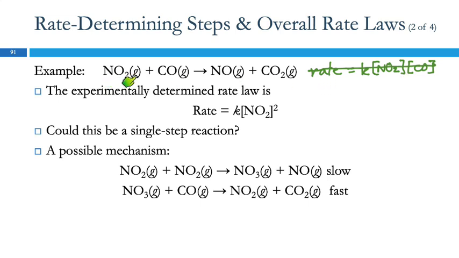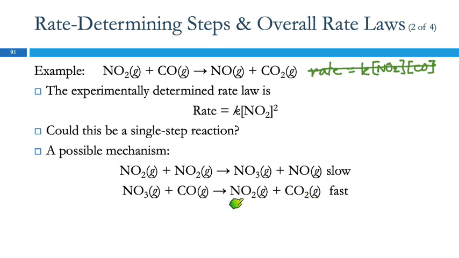Yeah, so an elementary step, a single-step reaction, would involve one molecule of this colliding with one molecule of that, and that will always give us something that looks like this. The reason that the experimentally determined rate law for this does not match this is that we've got something like this going on, where we actually have two NO2s bumping into each other, making an NO3 and an NO. I mean, who would have guessed that that was going to happen? I wouldn't. And then this NO3 bumps into a CO and makes NO2 and CO2.